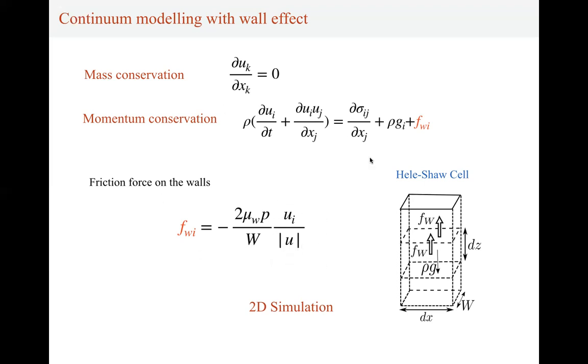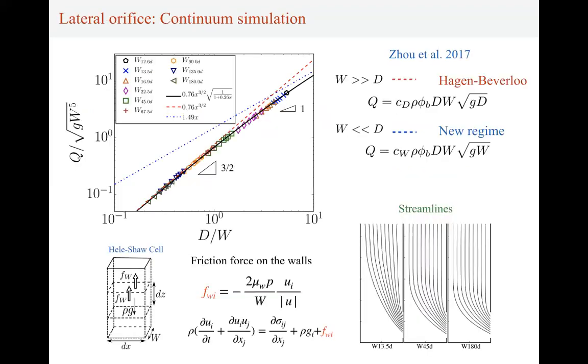We solved this using Basilisk, and interestingly, we found both regimes. For a large silo, when W is large, we are on this part of the graph and we found the Hagen-Beverloo regime. And when the silo is thin, we go toward this regime. We don't completely reach this regime, but we leave the Hagen-Beverloo regime and go toward this new regime, where the velocity seems to scale with the square root of gW.